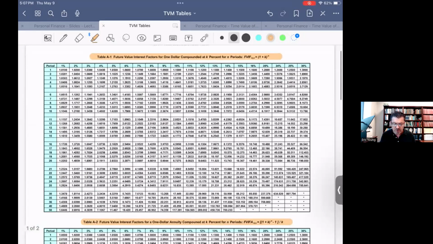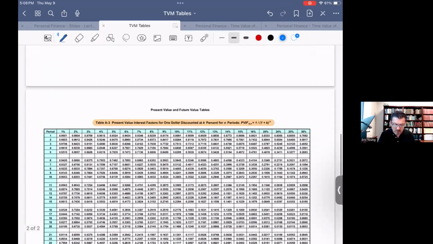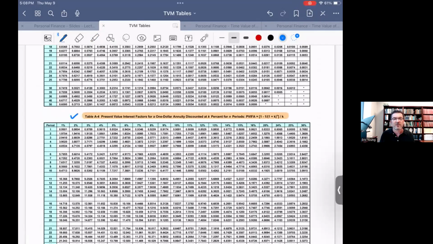So what you're going to first do is identify which is the proper table to use. Are we doing the future value of a lump sum? Or are we doing the future value of an annuity? Or are we doing the present value of a lump sum? Or are we doing the present value of an annuity? So the first thing you want to do is get the right table.